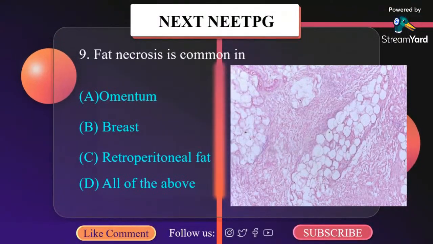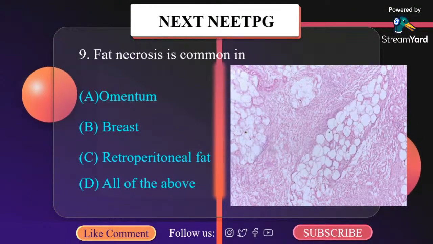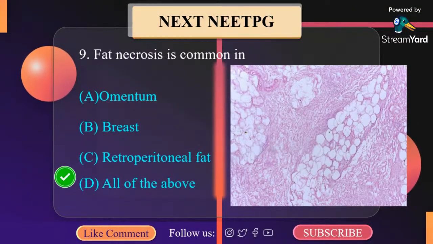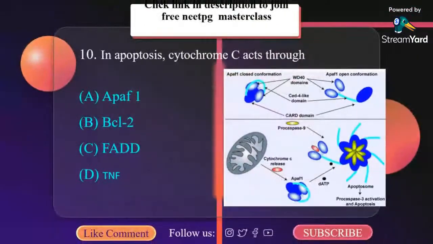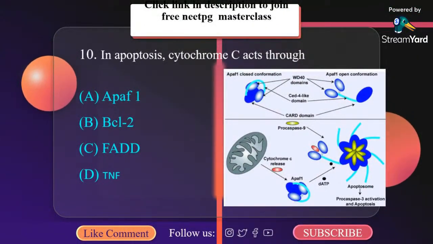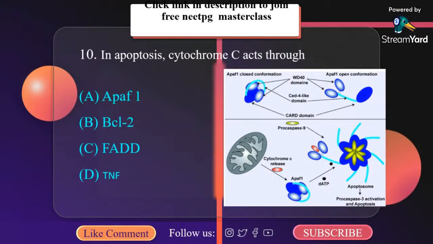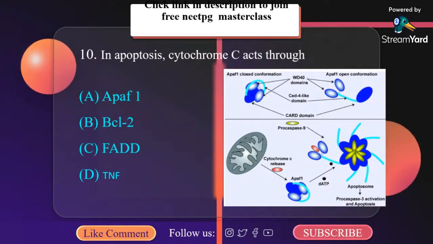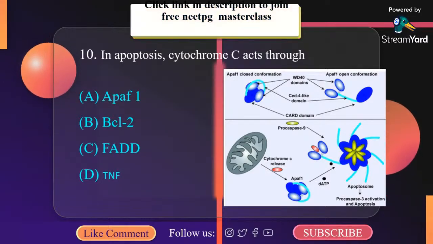Fat necrosis is common in A. Omentum, B. Breast, C. Retroperitoneal fat, D. All of the above. It is all of them. In apoptosis, cytochrome C acts through A. APAF1, B. BCL2, C. FADD, D. TNF. It is APAF1.